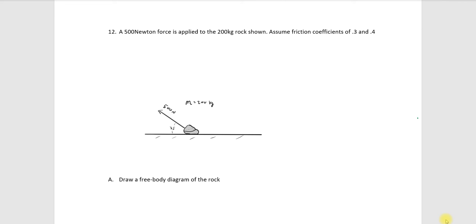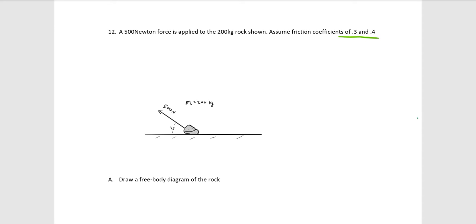I'm making this one to help you out with number 12 here in your homework. So let's see, a 500 Newton force is applied as shown to the 200 kilogram rock. Assume frictional coefficients of 0.3 and 0.4. Draw a free body diagram of the rock and then we'll talk about some more of this stuff. Let's chat about this first.